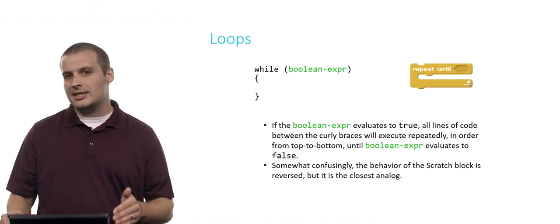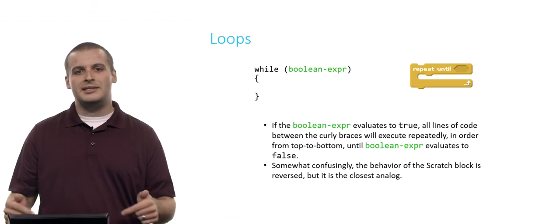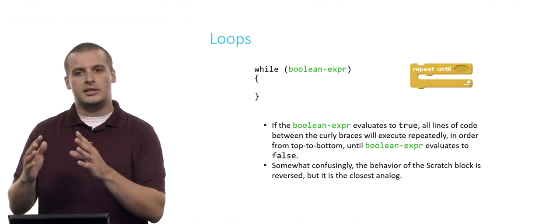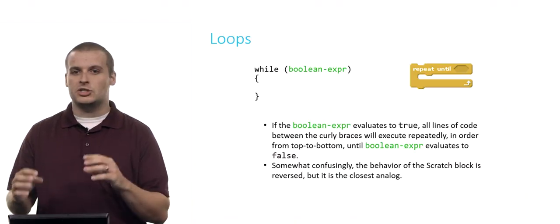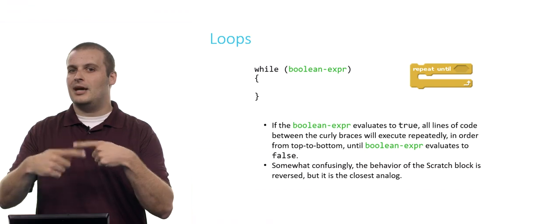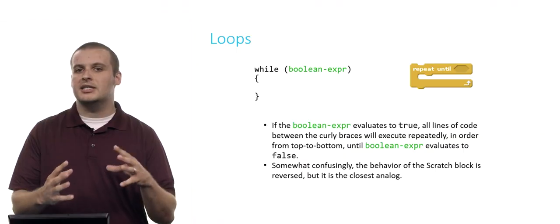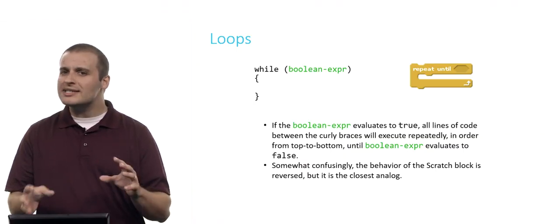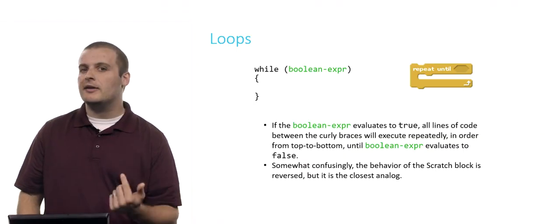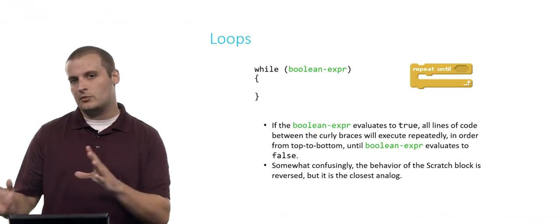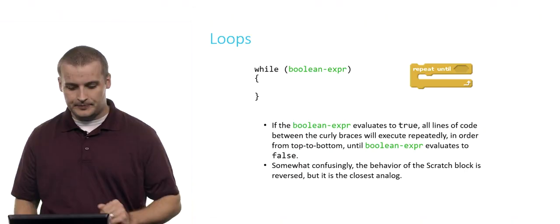Now, somewhat confusingly, the behavior of the Scratch block is reversed. So be really careful if this is your first foray into using loops. Basically, the repeat until block in Scratch will repeat something over and over and over until the Boolean expression in the hexagon is true. So it will keep doing it until it is true. Meanwhile, the while loop will continue to do it until it is false. So they're quite similar, but there's that little distinction just to be careful of, especially as you make your first foray transitioning from Scratch into C.